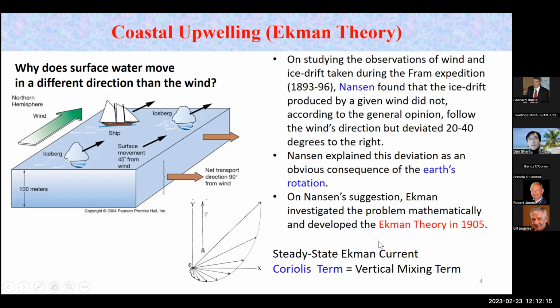I didn't include any equations. The Ekman theory for the steady-state Ekman current is basically linked to the Earth's rotation, that is, the Coriolis term balanced by the vertical mixing term.